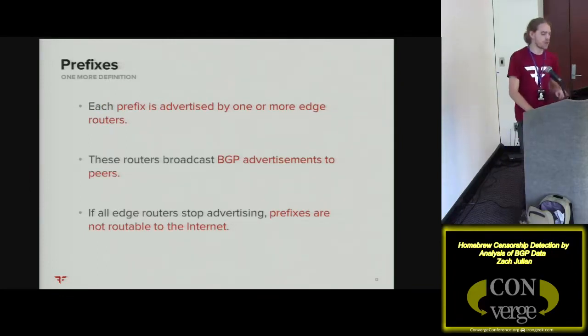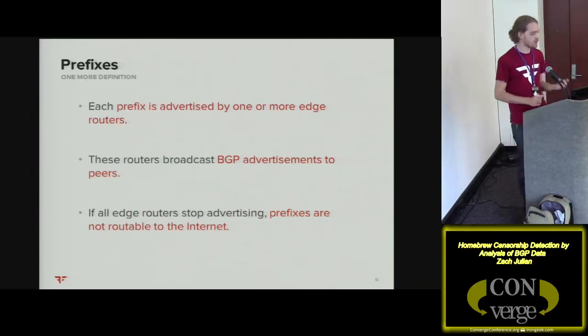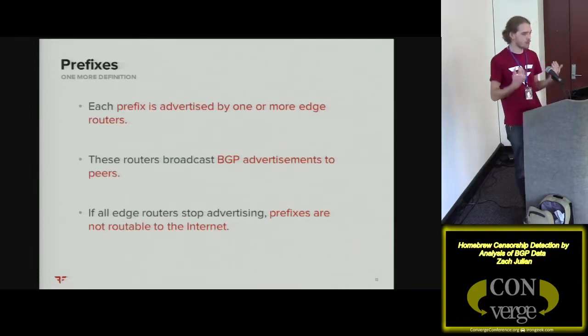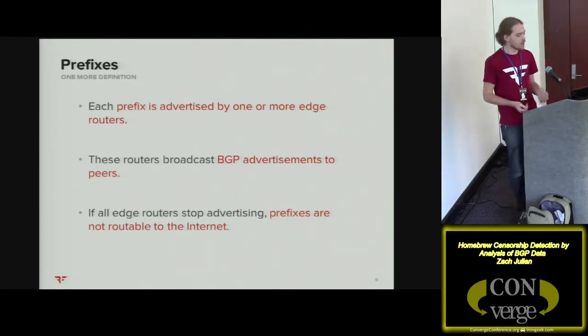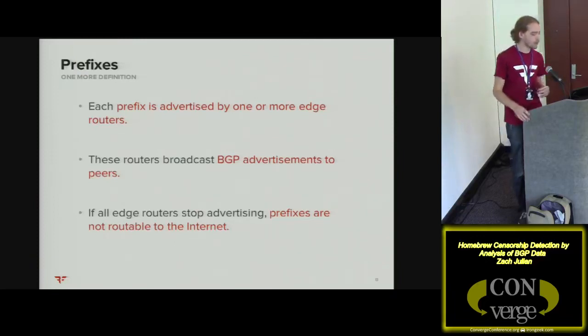And finally, let's just talk about what a prefix is. Pretty simple. A prefix is just an IP range, but in terms of how data is routed on the internet, these prefixes are advertised via BGP at edge routers. So an edge router is just a router that's sitting at the border of an internal network and the internet. And these edge routers broadcast via BGP, hey, I control these network ranges and I can route data to that destination.